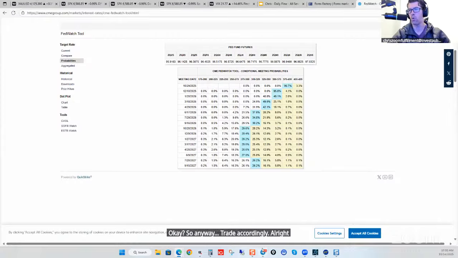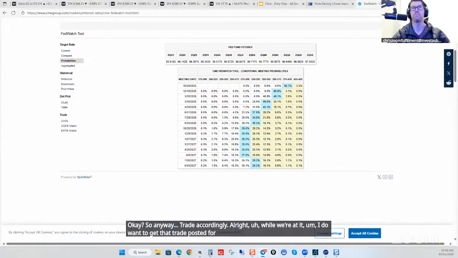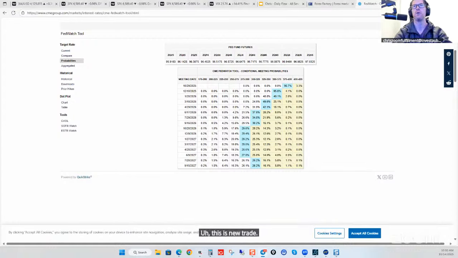All right. While we're at it, I do want to get that trade posted for Project Options Edge. This is a new trade. QQQ. I did the 1/16/26 expiration. Buy the 420, sell the 410, sell the 400. I pulled in a $1.18 credit.